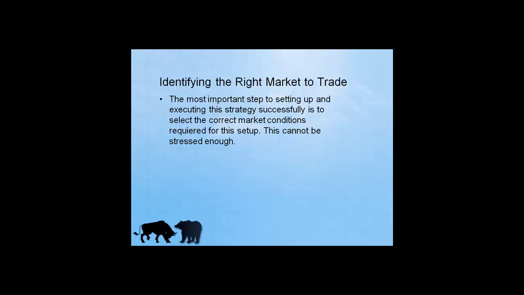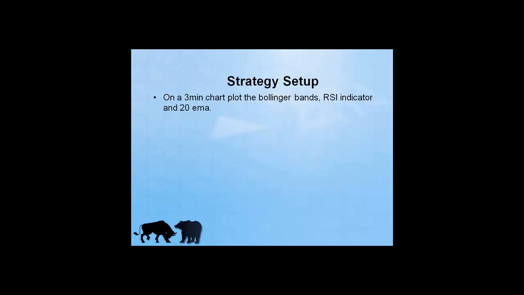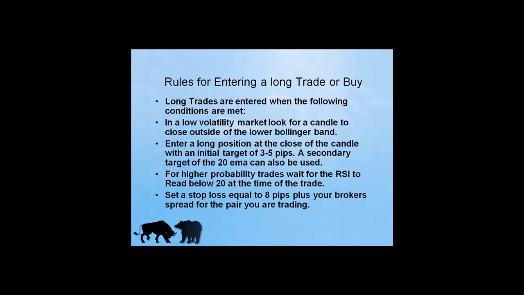And you want to identify the correct market to trade. The most important step to setting up and executing this strategy successfully is to select the correct market conditions. You ideally want to use it in ranging markets. And you could use the FXTI market identifier in future strategies to help you identify if you're in a ranging market. Now, strategy setup on a 3-minute chart, you're going to plot the Bollinger Bands and the RSI indicator and the 20 exponential moving average.